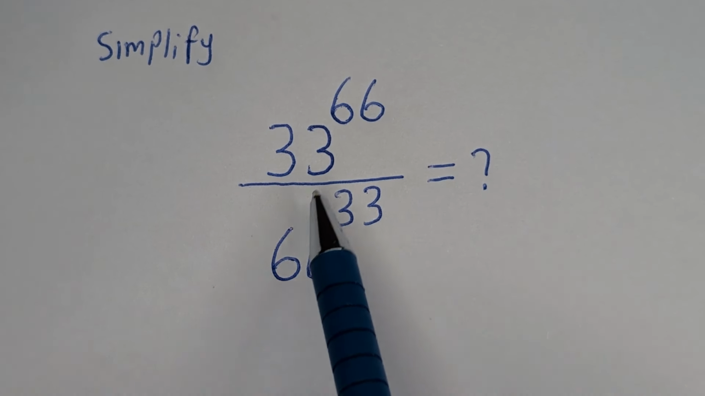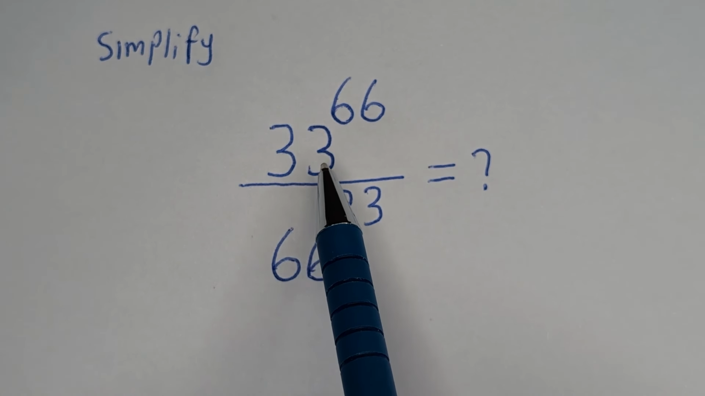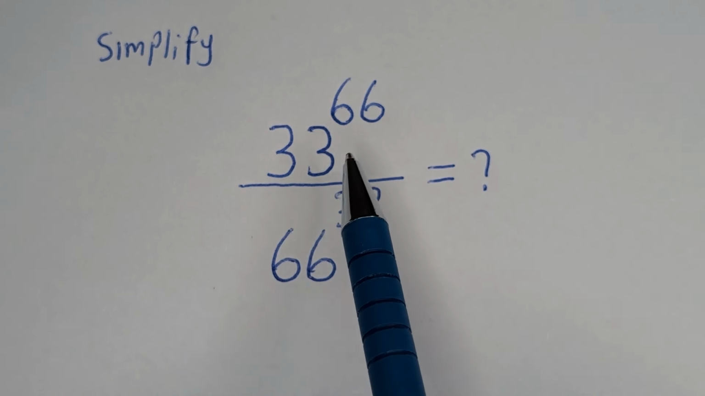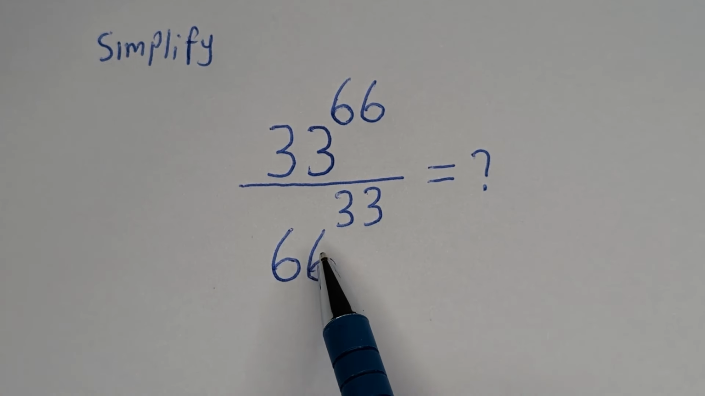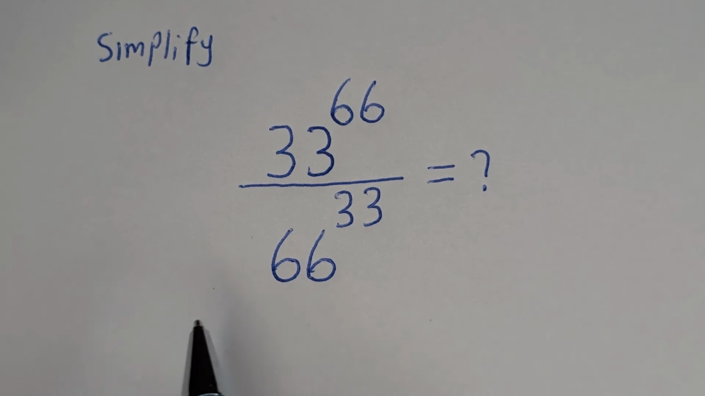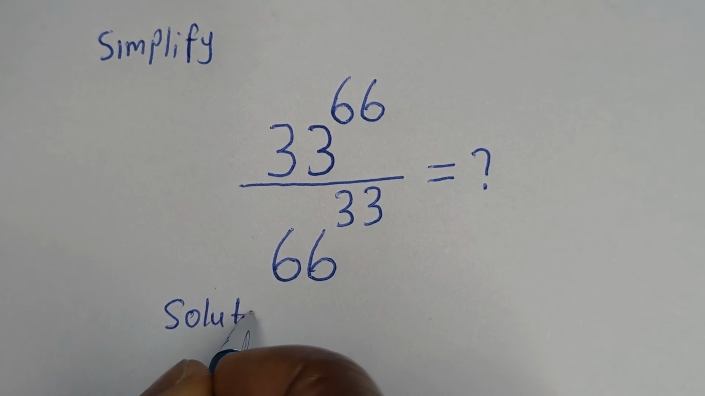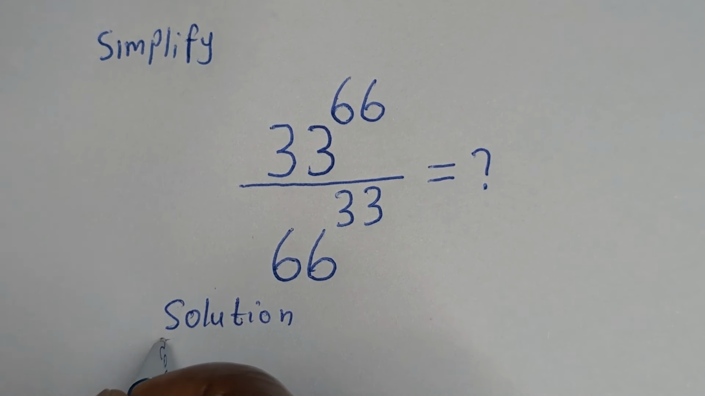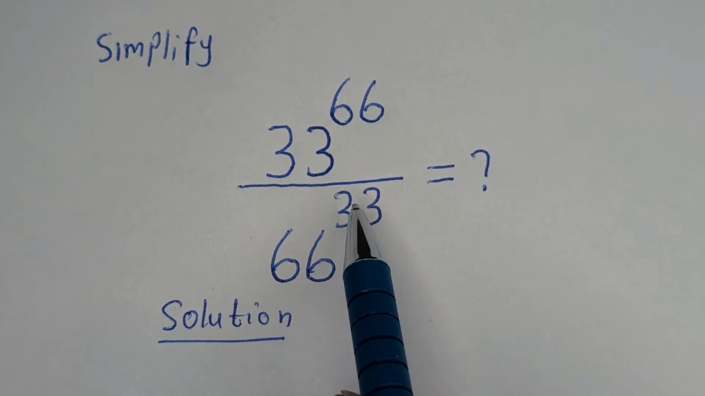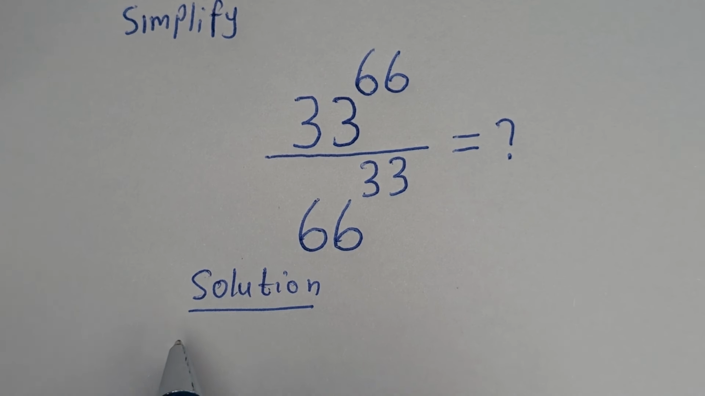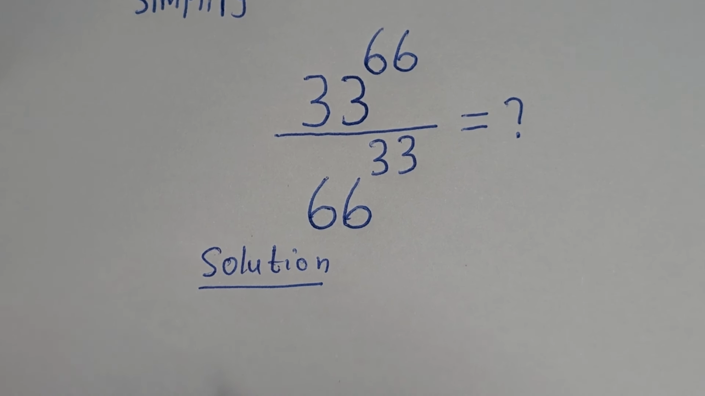Hello, how to simplify this nice math problem without using a calculator? 33 raised to power 66 divided by 66 raised to power 33. Solution. We're going to solve this problem in two different ways. Let us consider the first method, called method 1.